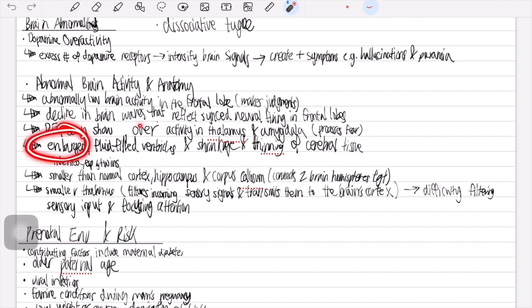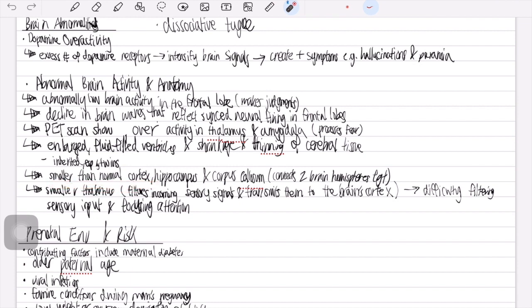Another brain abnormality would be enlarged fluid-filled ventricles and shrinkage and thinning of cerebral tissue. And again, looking from the biological perspective, this type of psychotic disorder is very easily inherited through relatives and family, especially if you are an identical twin, and if your twin also has this psychotic disorder, you have a very high chance.